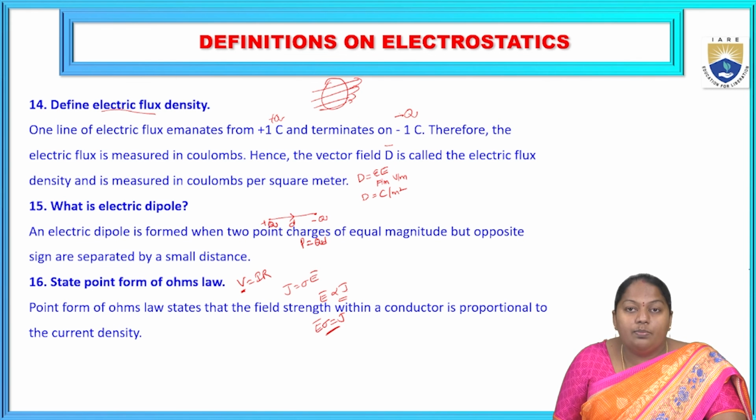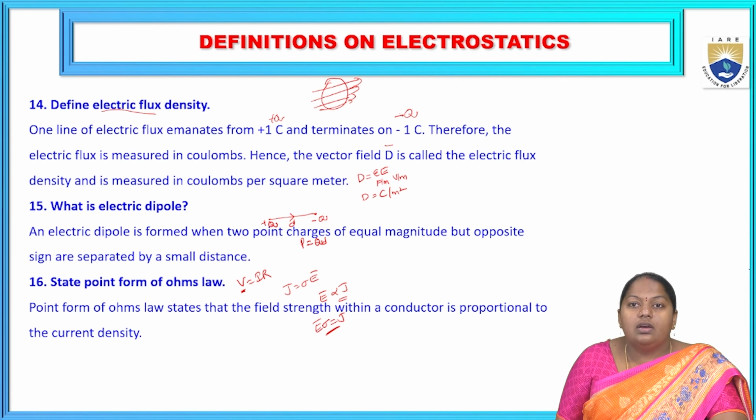Next, what is an electric dipole? An electric dipole is formed when two point charges of equal magnitude are separated by a small distance, with opposite directions. The electric dipole moment is given by P equal to Q into D. And the point form of Ohm's law states that the field strength within a conductor is directly proportional to the current density, E proportional to J, where the proportionality constant is replaced by sigma. Sigma is the conductivity of the material.